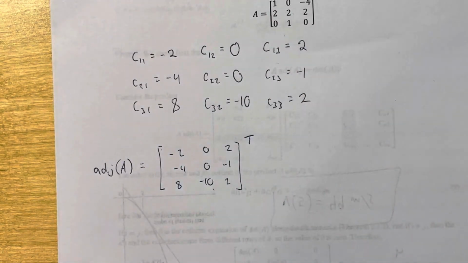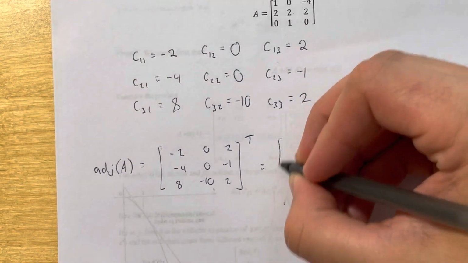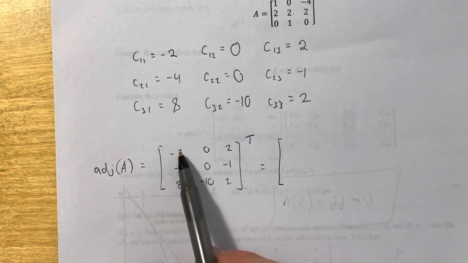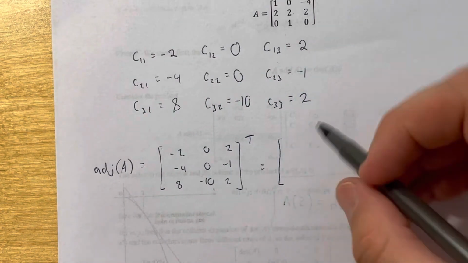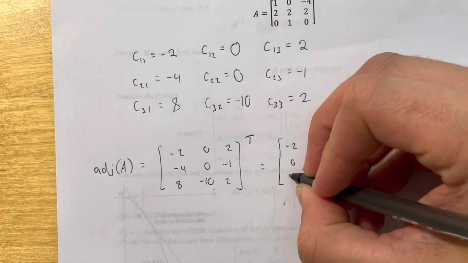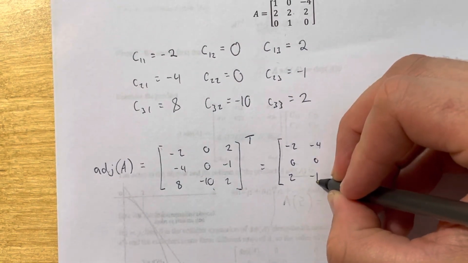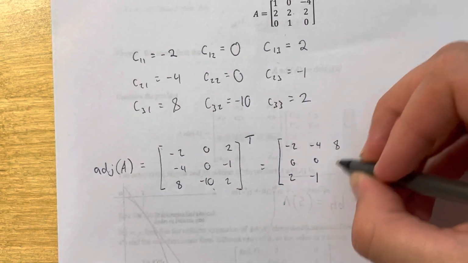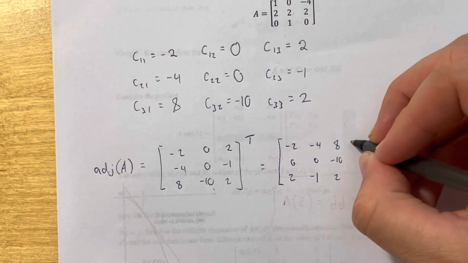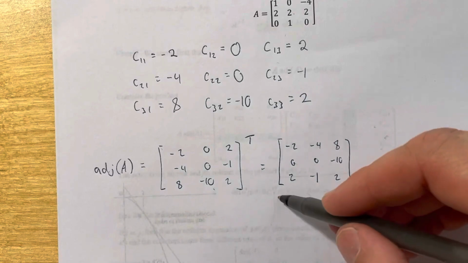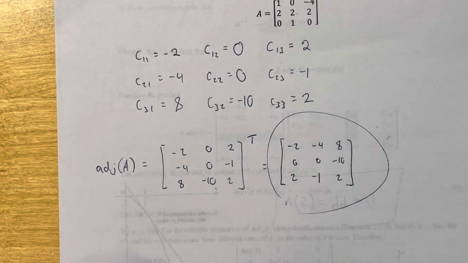transpose of that matrix. So now, taking the transpose, remember, the first row now becomes the first column, -2, 0, 2. Second row becomes the second column, -4, 0, -1. Third row becomes the third column, 8, -10, 2. And that right there is my adjoint for that matrix, okay?